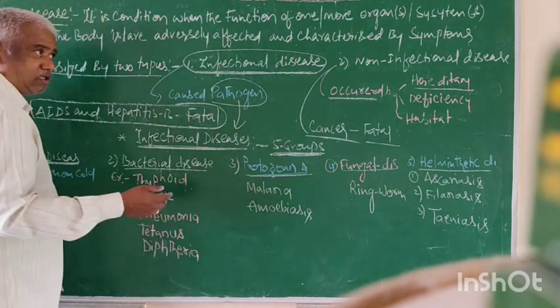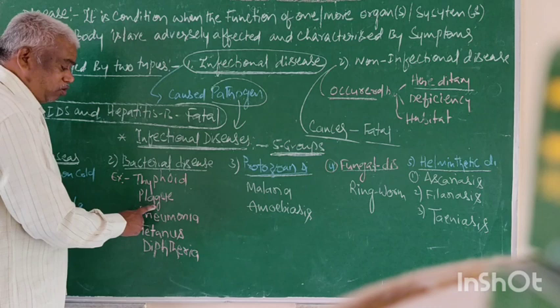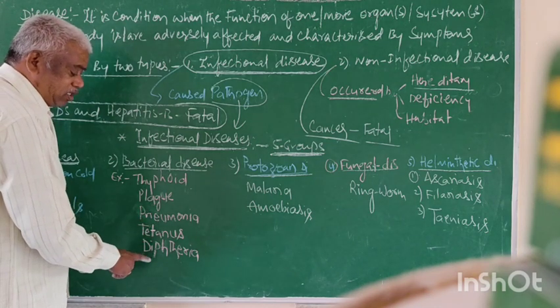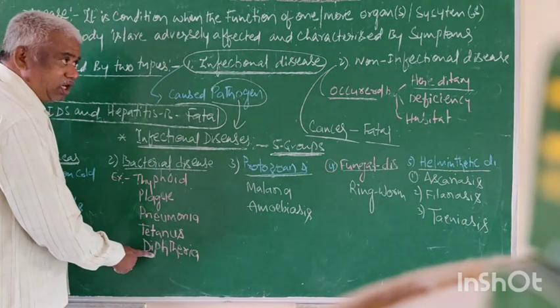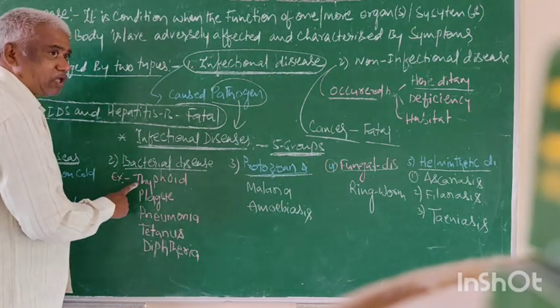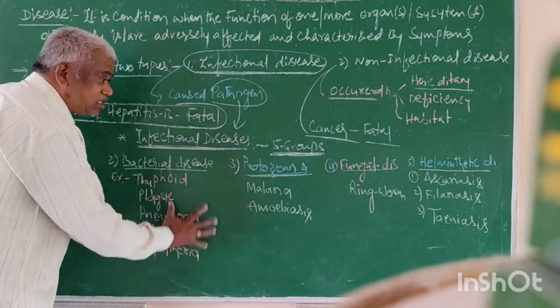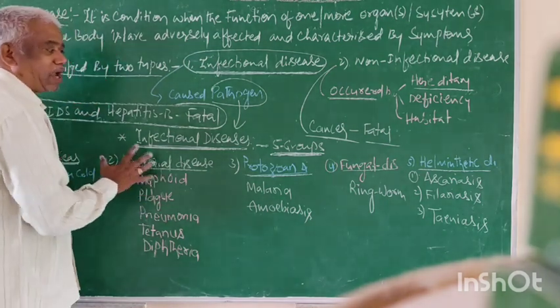Right. Now, once again, pronunciation is most important. Typhoid, plague, pneumonia, tetanus, diphtheria. Diphtheria, tetanus, pneumonia, plague, typhoid. These are infectional diseases caused by bacteria. So these five belong to bacteria.